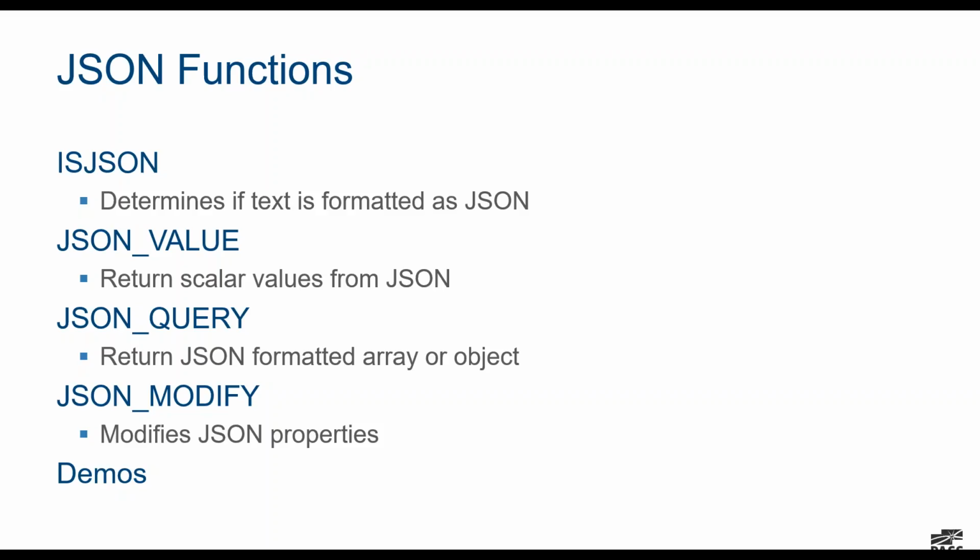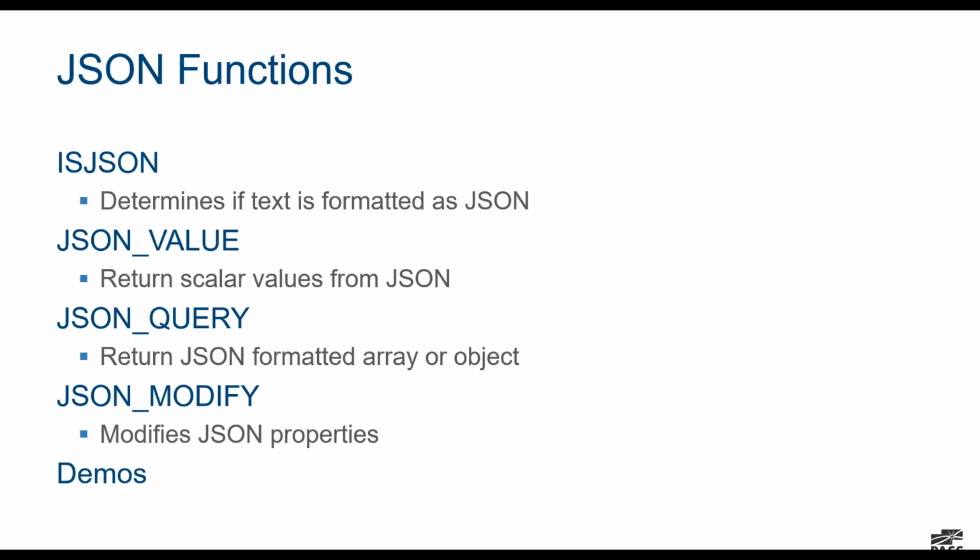ISJSON does exactly what you expect it to. Is this formatted properly as JSON? So are all the curly braces and square brackets where they're expected to be. This is really important if you're consuming JSON coming into a stored procedure parameter, and it's going to come in as a varchar, and you don't know for sure if it's formatted correctly. This will let you test the format. If you're planning to store it as JSON and you want to test it before you store it, you're going to put it in a column that you know should be formatted correctly for JSON. You can test it at that point as well.